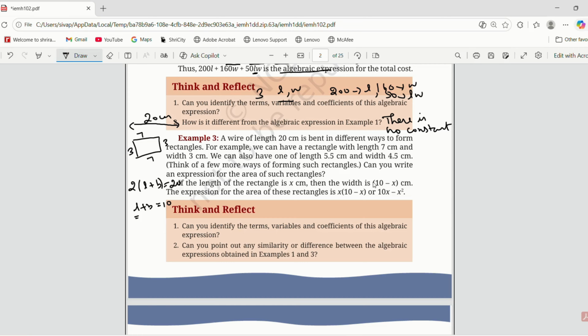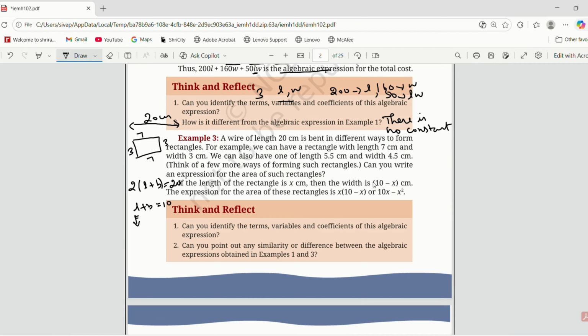Can you write an expression for the area of a rectangle? So here they are asking about the area of a rectangle. Basically we don't know, they can make a different rectangle with different length and breadth values. As we mentioned, 3 and 7, 5.5 and 4.5, they can take 6 and 4 also, 1 and 9 also. It can vary based on their length and breadth values. So I don't know the value. The values which are varying are called variables, right?